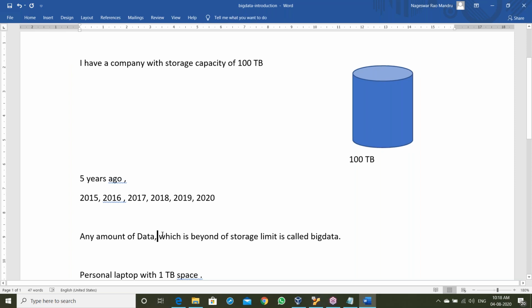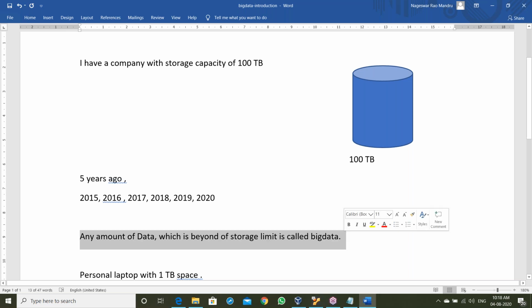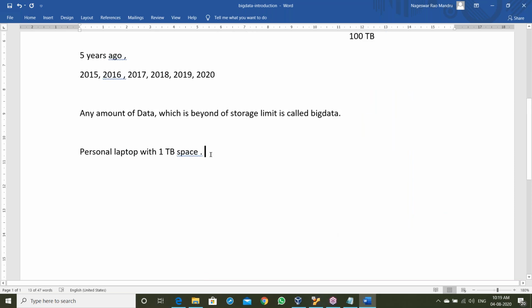So any amount of data which is beyond the storage limit, maybe 1 TB, 10 TB, 100 TB, or even petabytes of data, is called big data. This is the big data definition. Okay, next, one more thing here.